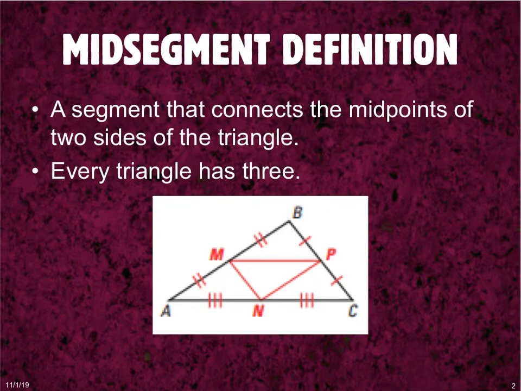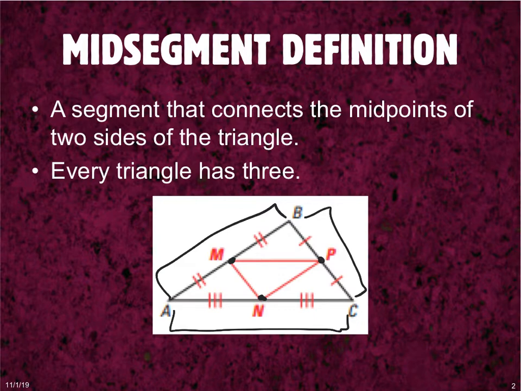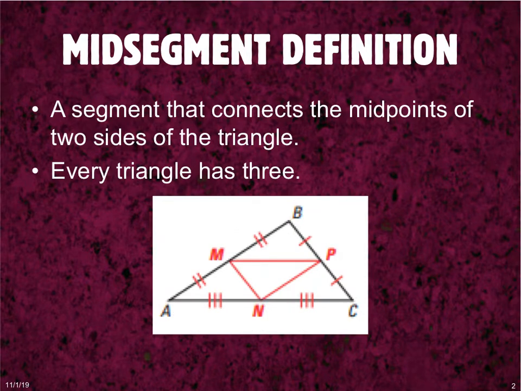So notice in my triangle here, I've got 3 points that are hitting the midpoint of each side. So M would be the midpoint of AB, P would be the midpoint of BC, and the midpoint of AC is N. Now, to create a mid-segment, you take each of these mid-segment points and connect it with another mid-segment point across from it. So we would have 3 mid-segments in each of our triangles. Notice when we create the 3 mid-segments, it makes another little triangle inside.